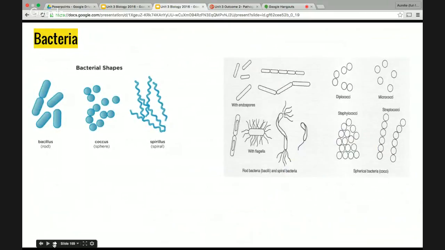Welcome back. Now, there are different shapes of bacteria. So you've got bacillus, which are rods, coccus, which are little spheres, and spirillus, which are spirals. You also get coccobacillus, which are halfway between a bacillus and a coccus. So they're sort of spherical rods, really. They're in between the two. It's not shown here in this diagram.